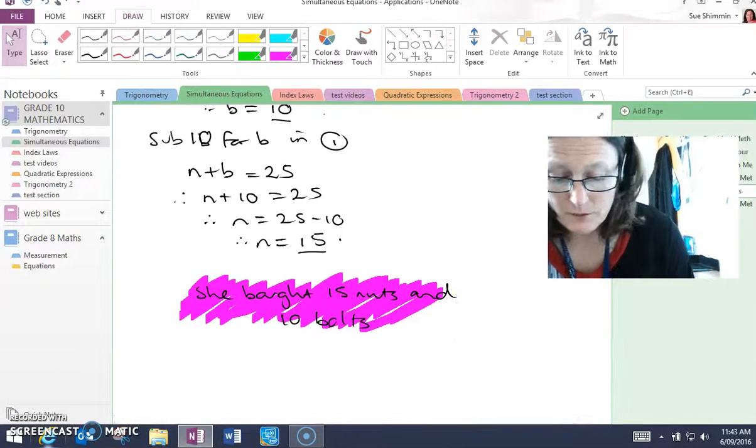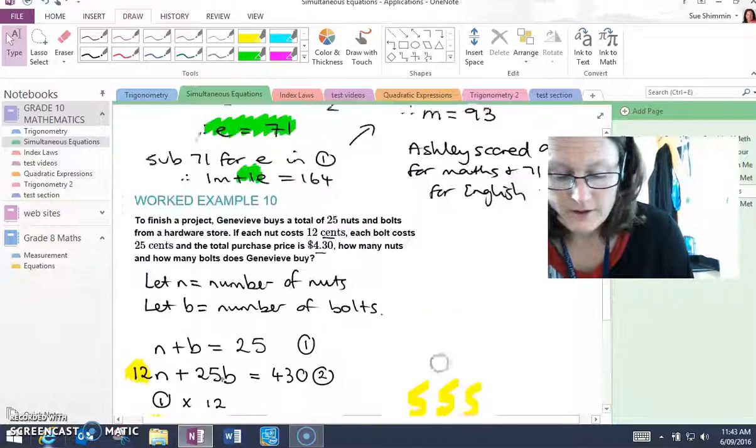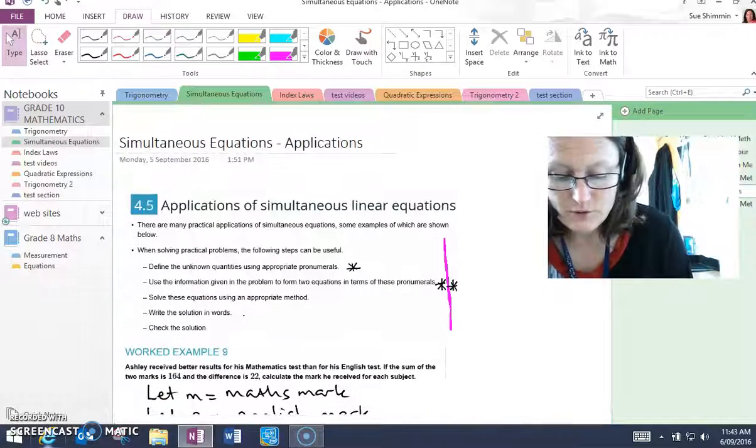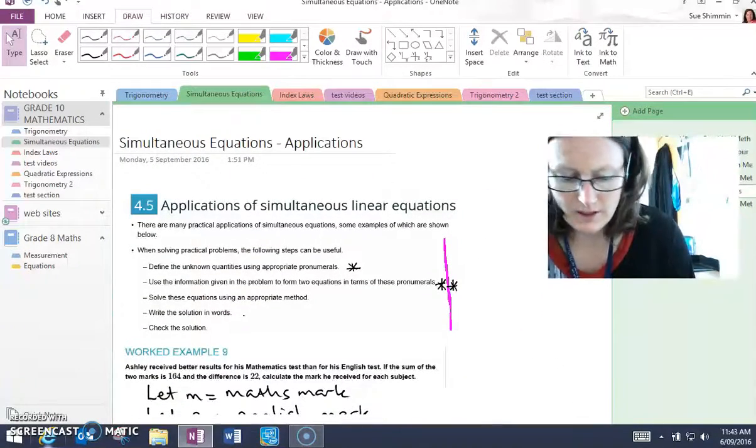So that's how we would solve that one. So you can see that these two worked examples show how you can apply simultaneous equations.